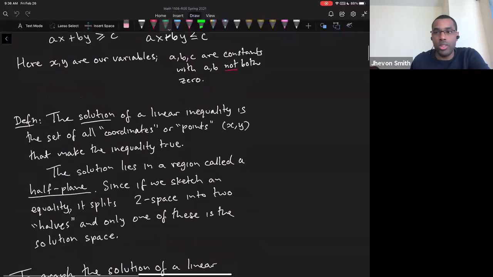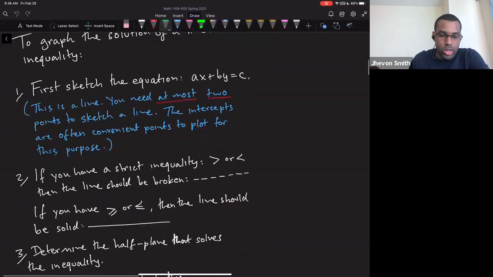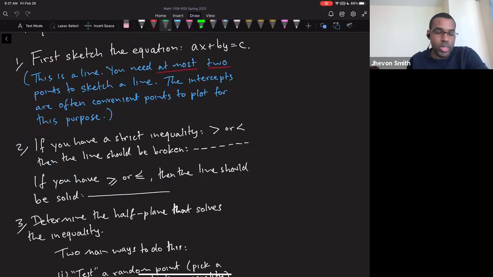Now we graphed the solution in last class. We learned how to figure that out by shading, right? So to graph the solution, first you sketch the line. You pretend the inequality was actually an equality. You sketch the line. If it was a strict inequality, it's a broken line. If it's a non-strict inequality, you do a solid line.